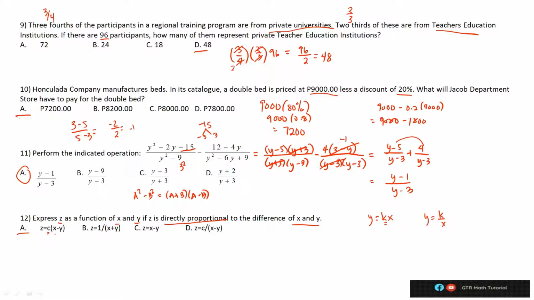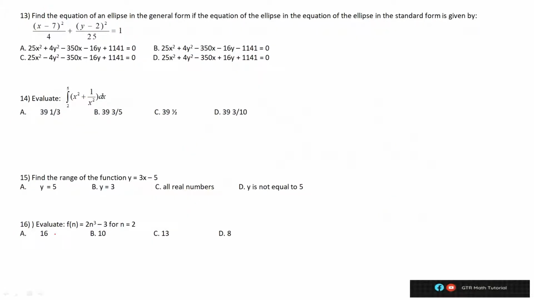Okay, so next. Paki-pause muna ulit, then try to answer. Okay, so next, number 13. So find the equation of an ellipse in the general form if the equation of the ellipse in standard form is given by, so we have x minus 7 squared over 4 plus y minus 2 squared over 25 equals 1.